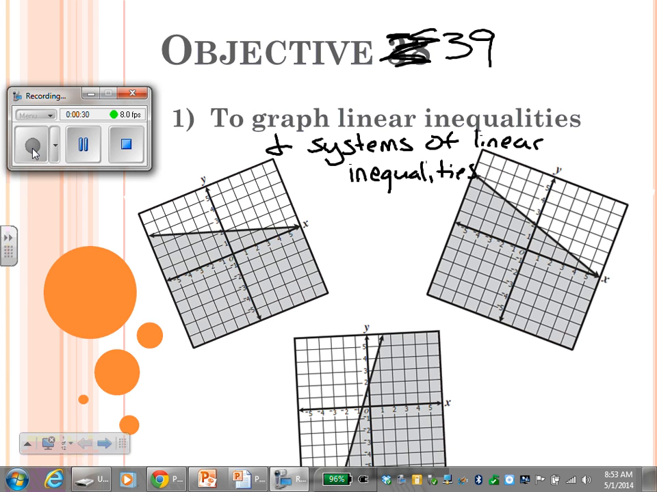So what do you notice about these graphs? Because I got some examples up here. They're shaded. So let me get my fancy dancy ruler.